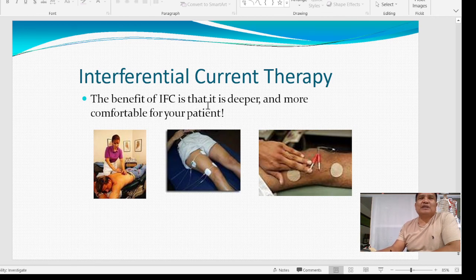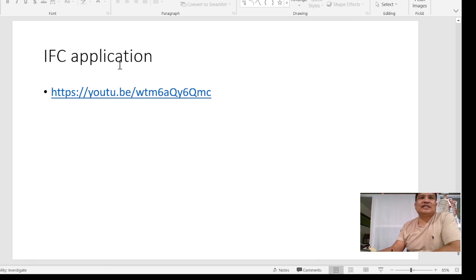So the benefit of IFC is that it is deeper and more comfortable for your patient. So this is the link. If you want to see how it is applied to the patient, there is a link on YouTube showing how the interferential current electrodes are placed.